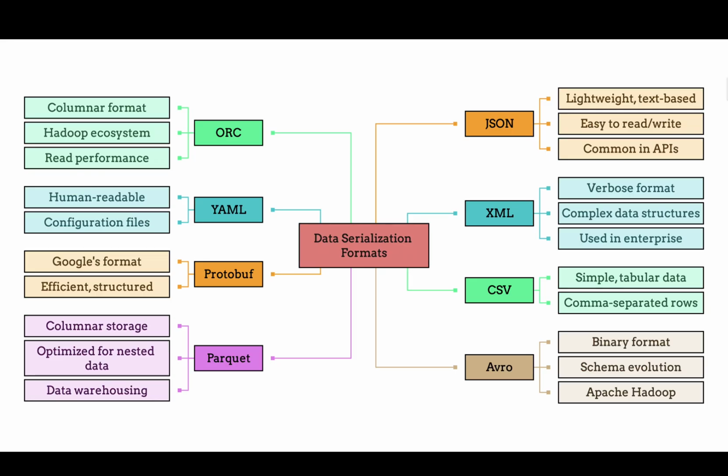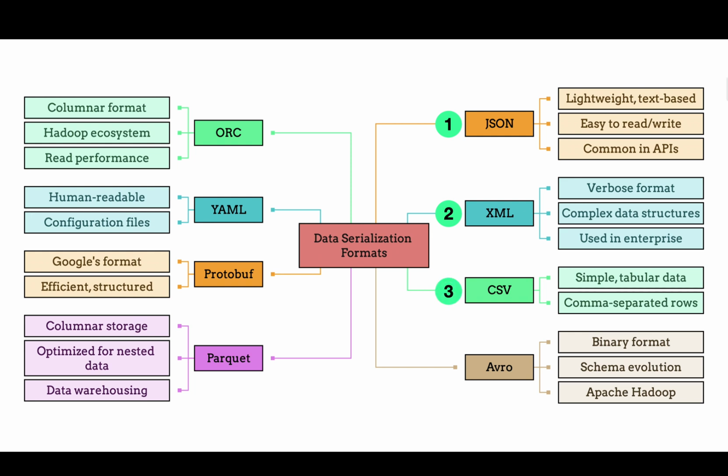Data serialization formats. 1. JSON, JavaScript Object Notation, a lightweight, text-based format, easy for humans to read and write, and for machines to parse and generate. Common in APIs and web services. 2. XML, extensible markup language, a verbose format, allowing complex data structures. Widely used in enterprise settings.